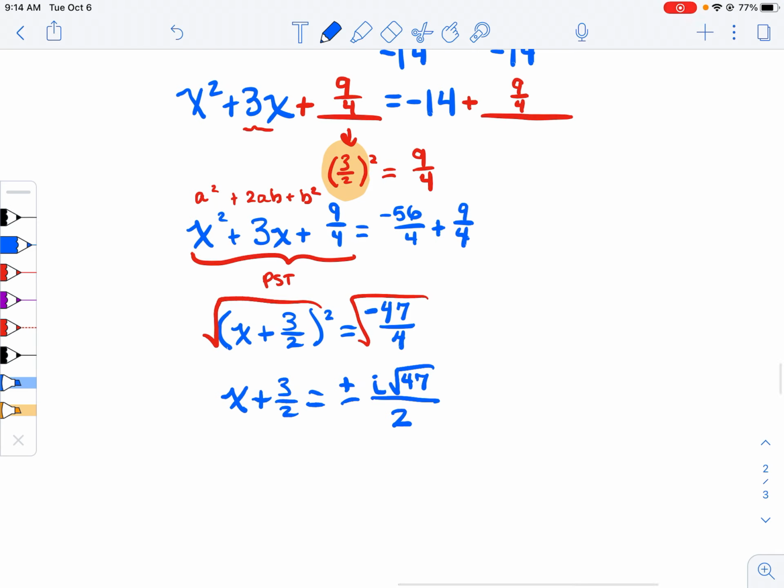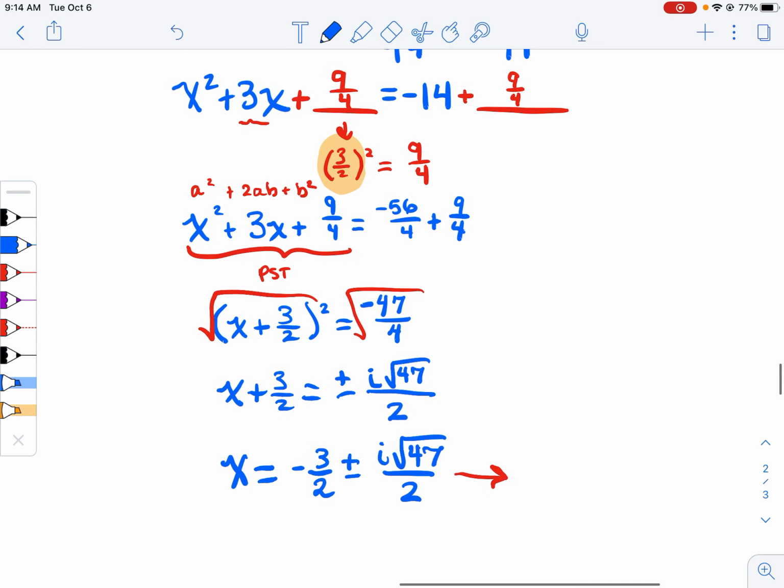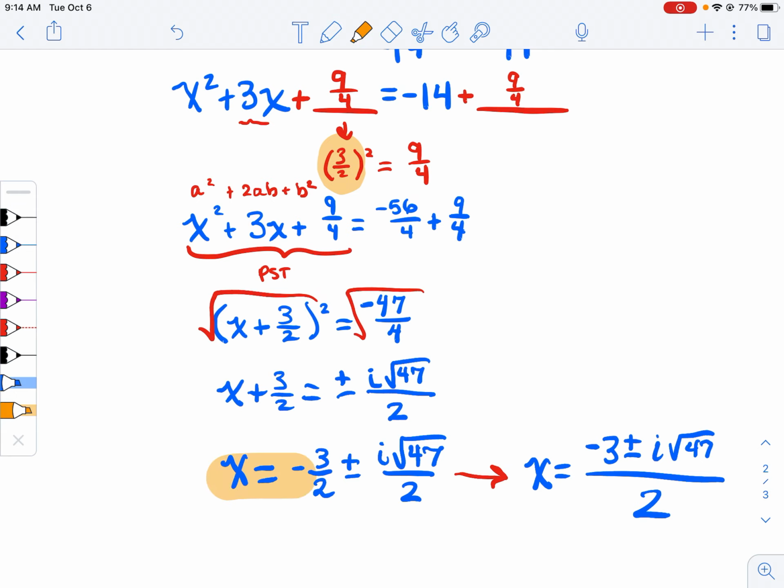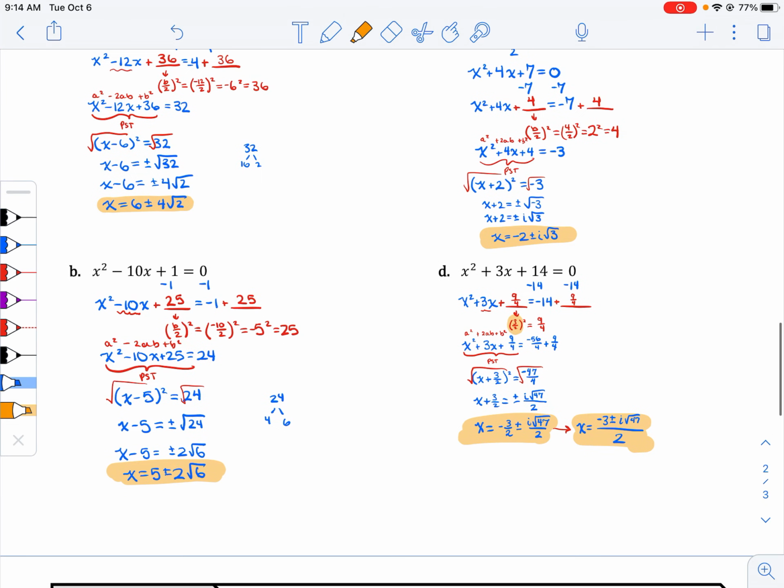So then I can subtract 3/2 from both sides. So I have x equals -3/2 plus or minus i times the square root of 47 over 2. I can leave it like that, or I can make this into one fraction, kind of how we've been writing these. Since they're both over 2, you can write this as x equals -3 plus or minus i times the square root of 47, all over 2. I will accept both of these. Either way is fine. So that's completing the square.